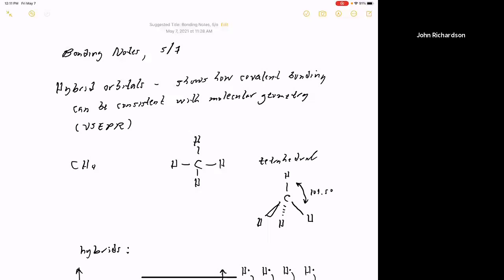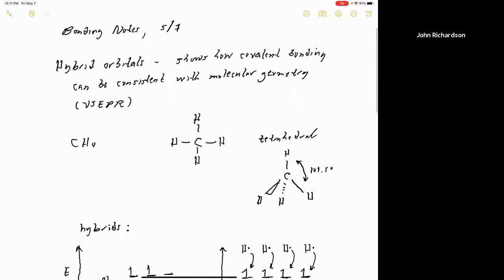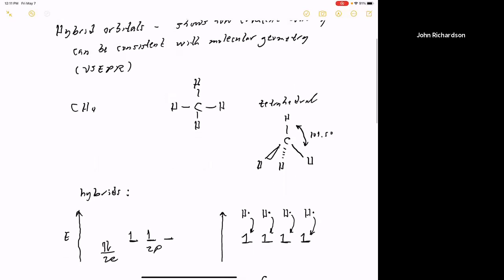All right, so I want to recap here, and I've written out a few notes to recap pretty much what we talked about in the video for last night. So I just want to redefine what a hybrid orbital is. It's basically a method or a model to show how covalent bonding can be consistent with molecular geometry as governed by VSEPR. And we looked at an example of this in the video with CH4.